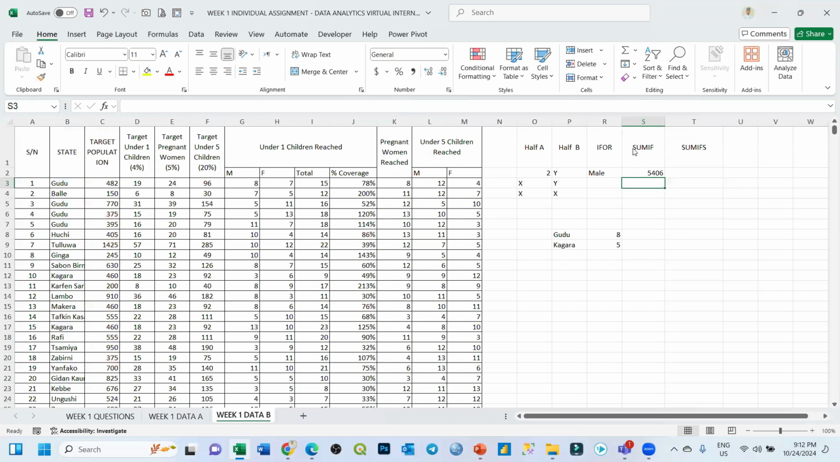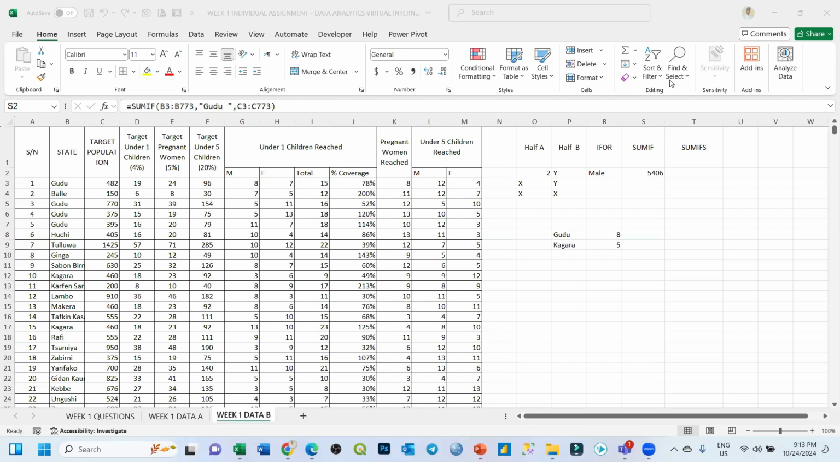Look at it. This is the total population of Gudu LGA, 5,406. If you add all the Gudu, where Gudu appears, the total will give you this. This 8 Gudu that we have here, this is the total sum when you put them together. Please, you should understand this. This is how you do this. So that's what SUMIF is all about: summing particular data based on a criteria. You use a criteria to sum something to get the total of something. And I gave you an example of this.